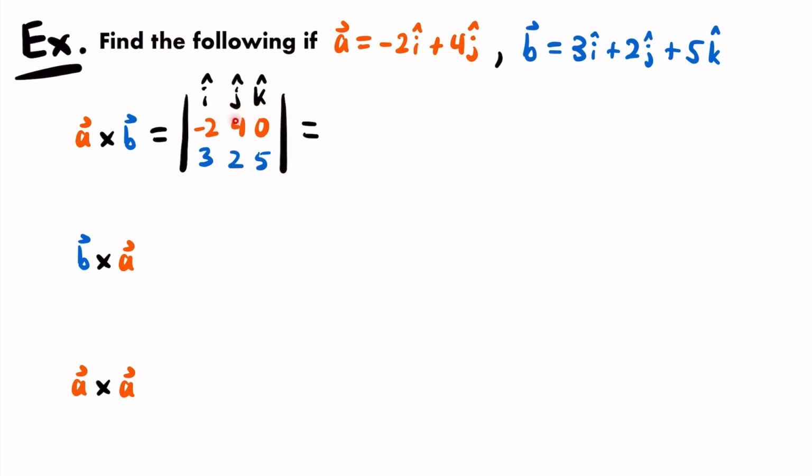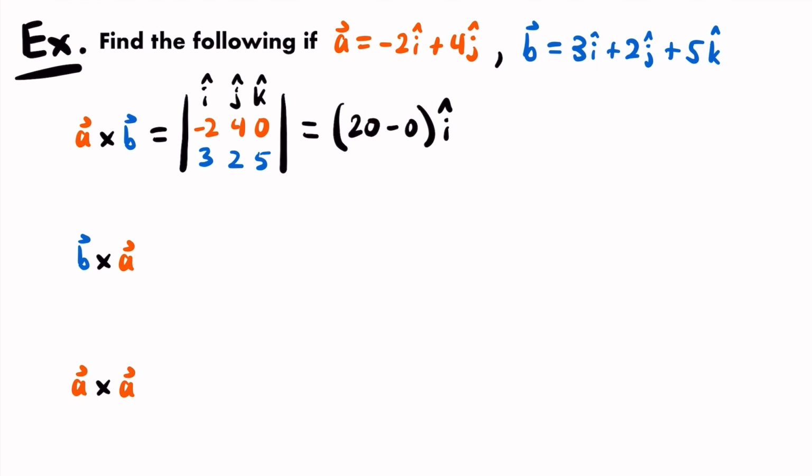So we're going to be multiplying 4 by 5 and then subtracting 0 times 2. All right, and 4 times 5 is 20, and 0 times 2 is 0. So we have 20 minus 0, and that's multiplied by i. Okay, so that's the first part.